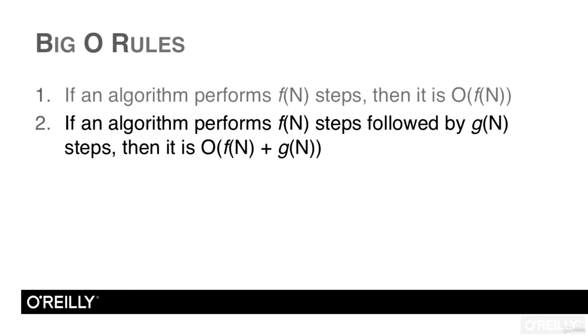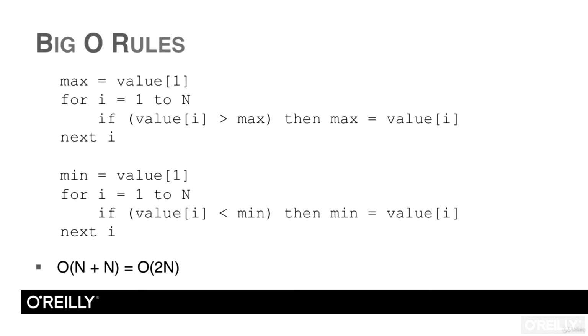Here's the second rule. If an algorithm performs f of n steps followed by g of n steps, then it has behavior order f of n plus g of n. For example, consider this algorithm for finding the maximum and minimum values in an array of values. The algorithm starts as it did before to find the maximum value. Then it repeats roughly the same steps to find the minimum value. First it performs n steps, then it performs another n steps, so its behavior is order n plus n, or order 2n.